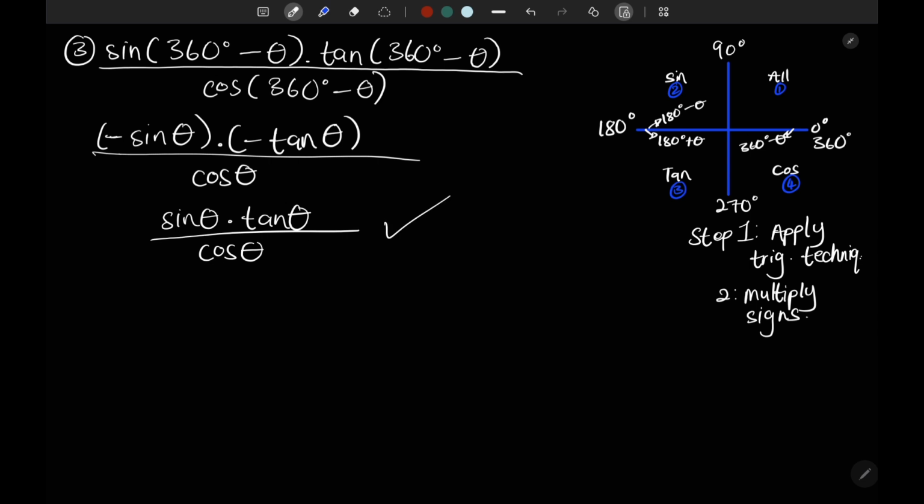And that is how you reduce in grade 11 and grade 12 trigonometry.